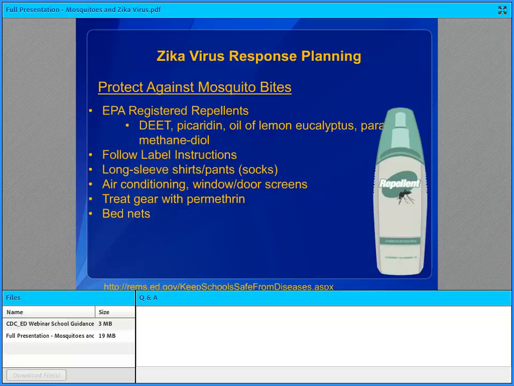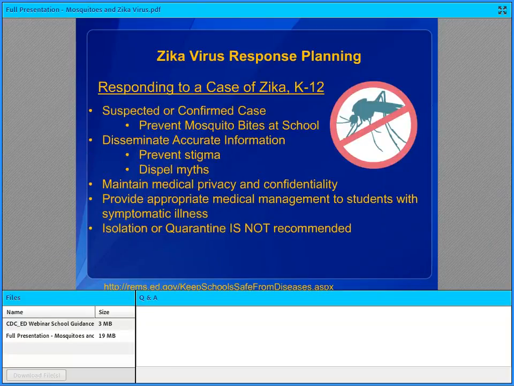Bed nets are important, I would say, for children that are taking naps, if you're in heavily mosquito-infested areas, because remember, these are daytime biters, and they're going to be most active during the day as opposed to night.